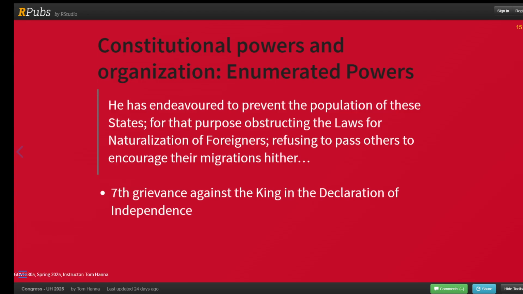So one of the reasons the United States rebelled against England was because the King of England was making it hard for people to immigrate to the U.S. And so the founding fathers thought immigration was so important, it was one of the things that was worth fighting for.